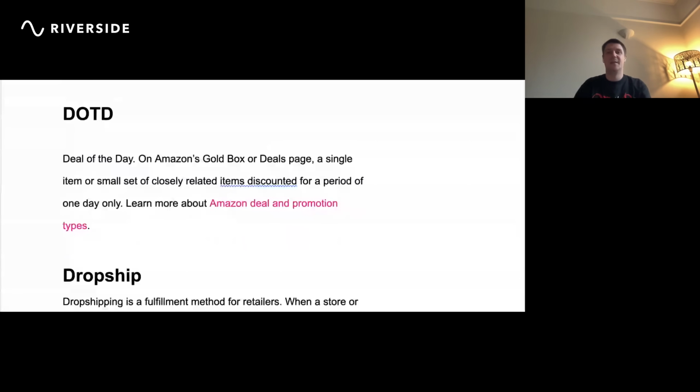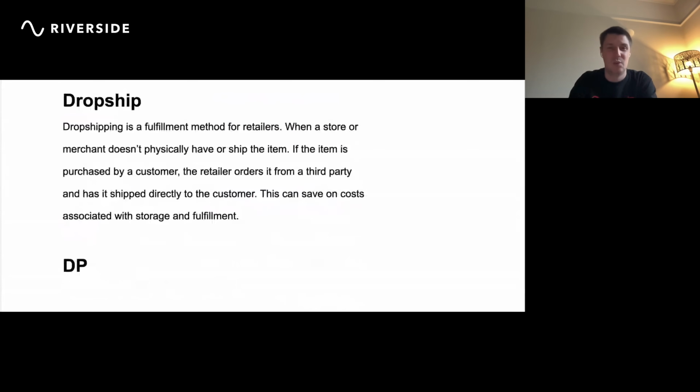DOTD, so that's the deal of the day. This will be available on Amazon's Gold Box or their deals page. It's a single item or a small set of closely related items that have been discounted for just that one day. So I guess similar to a 7-day deal, but this will just run for that one day.